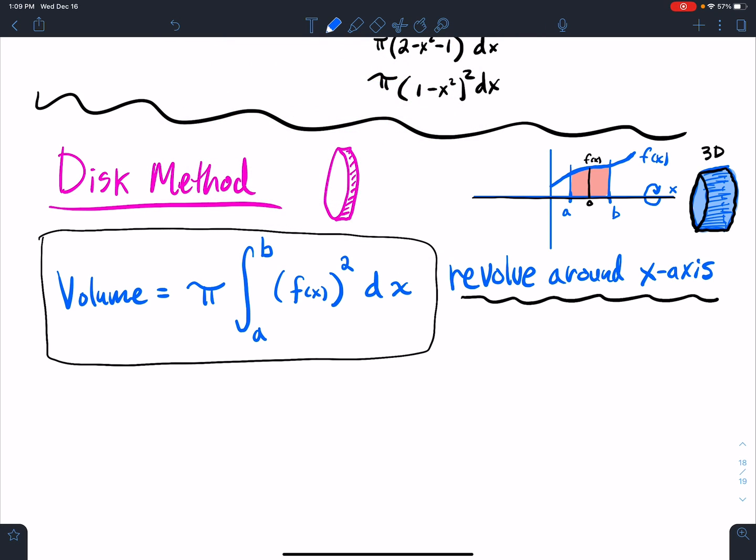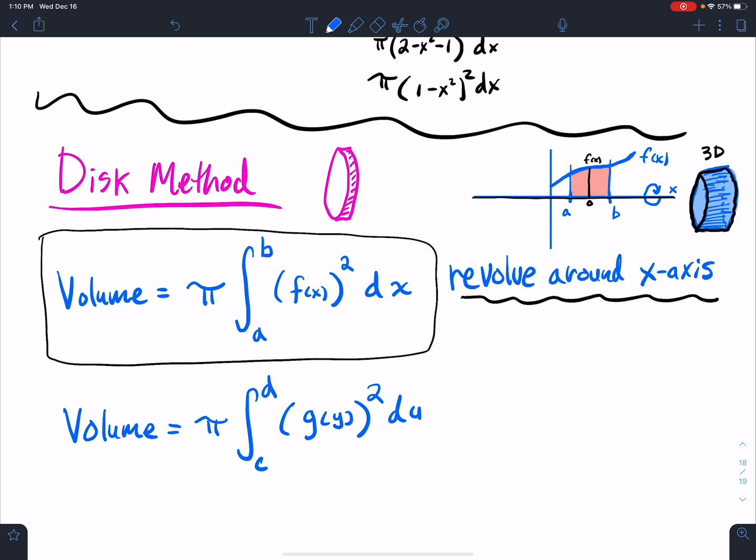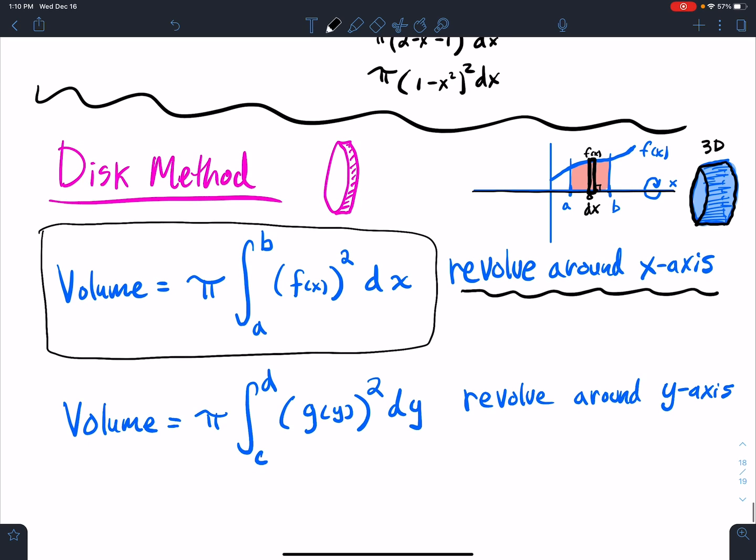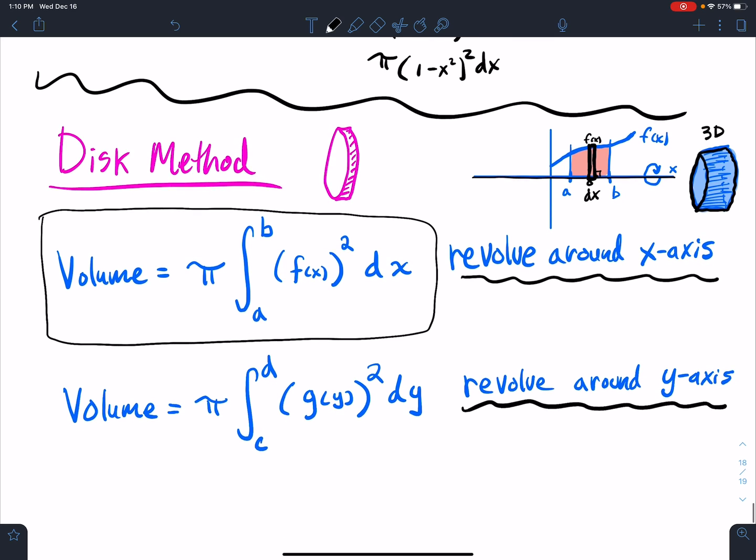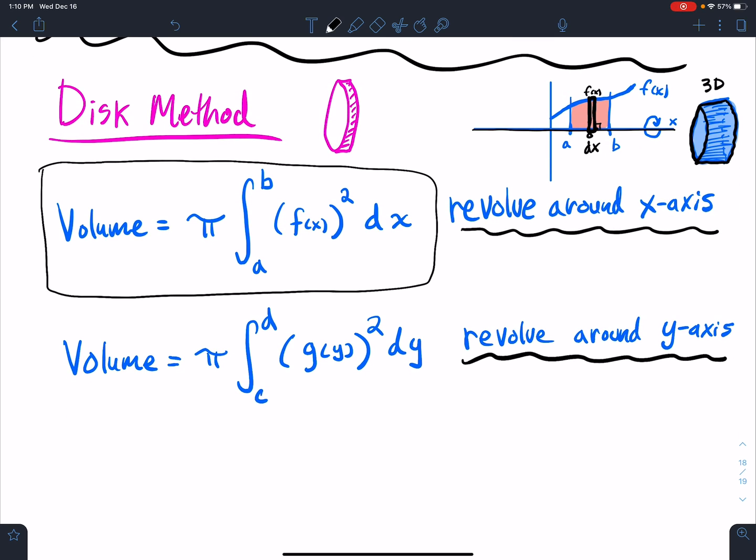If instead you're revolving about the y-axis, then the volume changes. It becomes the integral from c to d of, instead of f of x, maybe it's some g of y function, squared dy. That's whenever I revolve around the y-axis. Remember, when you are doing these problems, your rectangles are perpendicular, okay? So if you're revolving about the x-axis, then you're forced to have that dx component going on. If you're revolving about the y-axis, then you're going the exact opposite way, okay?